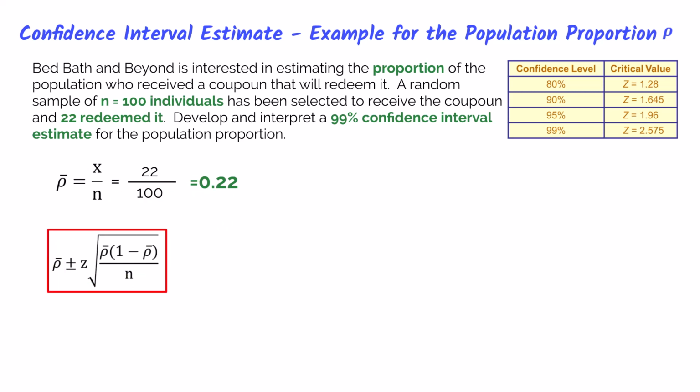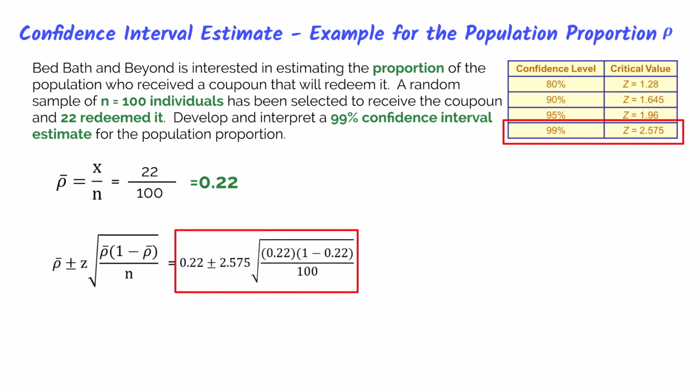So here is the formula again. The z-value is based on the 99% confidence level in our table. We can see that the z is going to be 2.575. The sample size is 100, and that was defined in the story. So we'll go ahead and plug in all of our numbers into the formula, and let's solve to the right of the plus and minus sign. We'll take z of 2.575 times the square root of 0.22 times 1 minus 0.22, or 0.78, then divided by the sample size of 100.